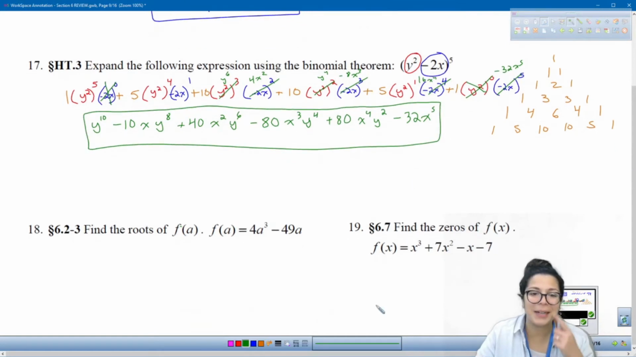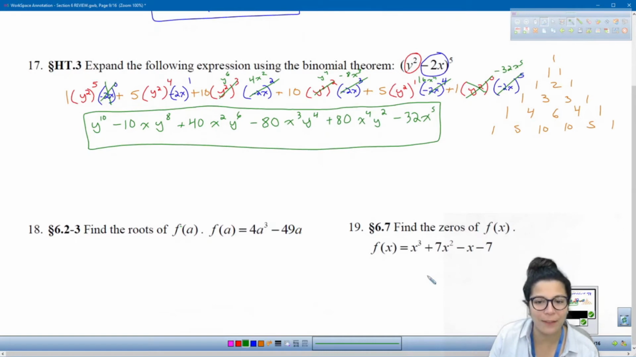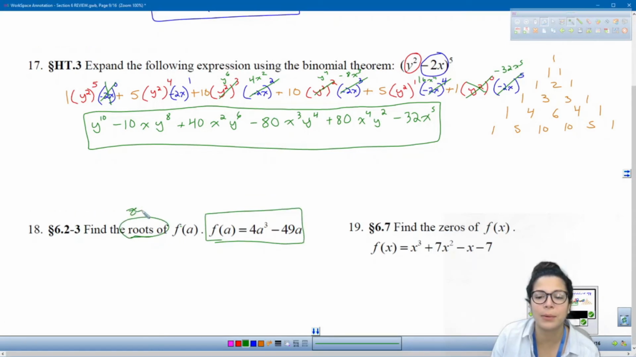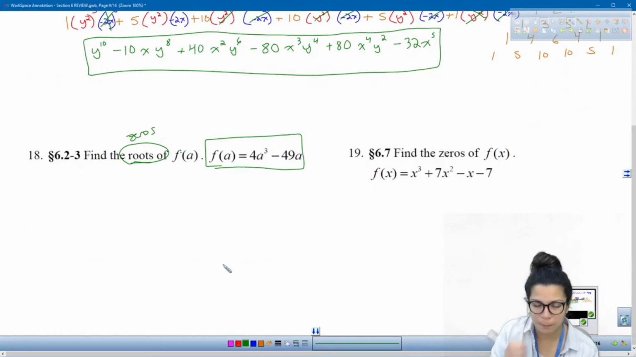Okay, number 18. Ooh, okay, fancy. Find the roots of f of a. Here's f of a. All right, what are the roots? Remember, roots are the same thing as zeros, right? So really we're looking for the zeros here.